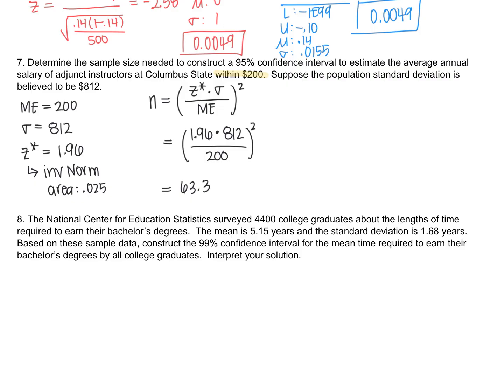Now remember, because we're solving for sample size, we can't have a decimal for n. So no matter what we get from the formula, we have to round up. So in this case, it would be 64. And then you do have to include units. So in this case, it's adjunct professors. You could also use teachers, people, as long as it means the same, because adjunct professors and teachers are pretty interchangeable. They are both types of people, so I'll accept either one.